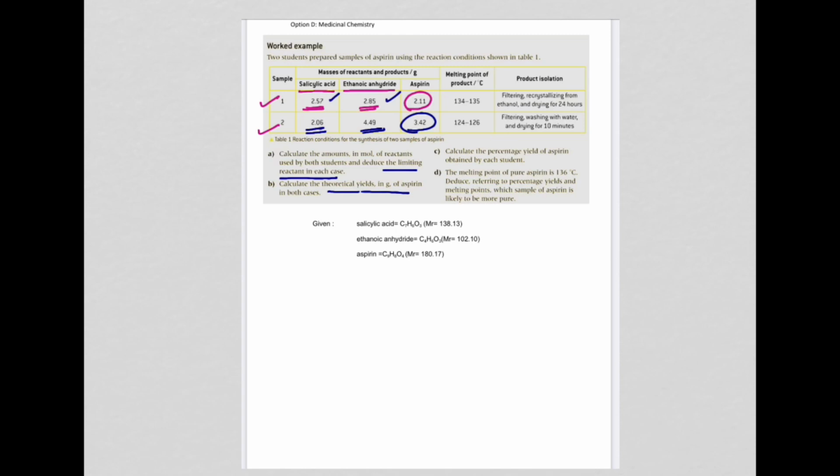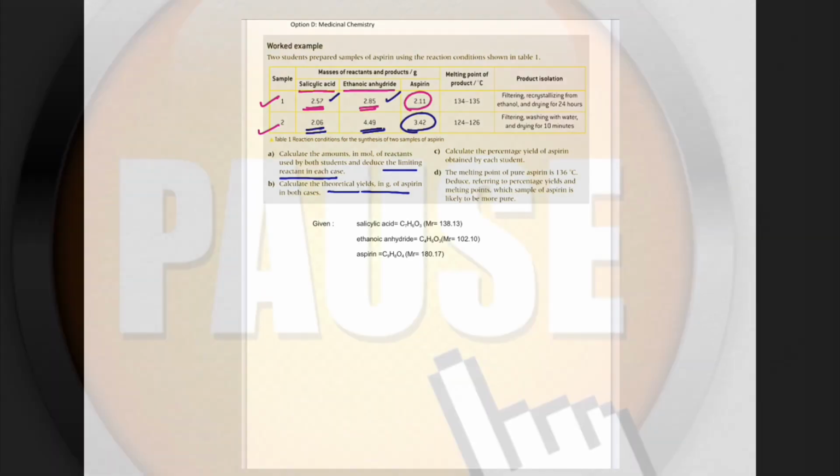So you find the theoretical mass of aspirin that you're expected to get, and then you find the percentage yield. Percentage yield is how much you got over how much you were expected to get, times 100. Also, based on the method to obtain the product and based on the melting point, you can comment on the purity. I would like you to pause the video, try to work out this question, and then come back to it once you're done.